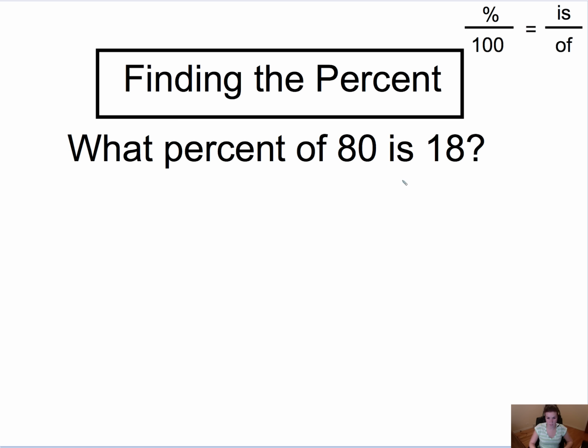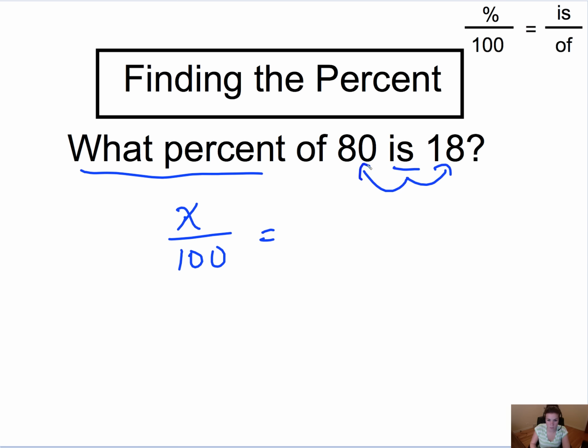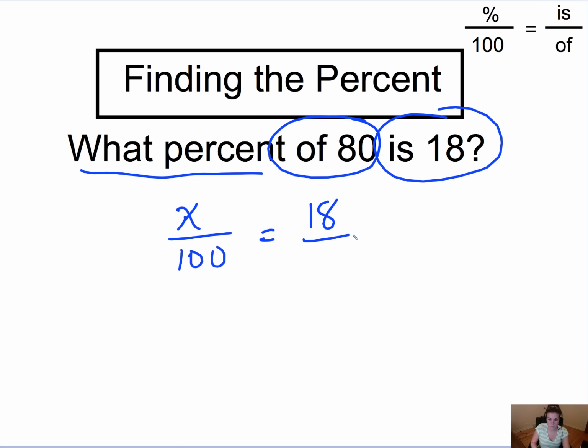It says, what percent of 80 is 18? So using our little notes up here, we don't know what the percent is. So the percent is going to be x, or whatever variable you want. The 100 stays the same. And now we just have to figure out what is the is and what is the of. Well, you could see the is close to the 18 and the 80, so that's kind of hard to tell. So what you want to look for is, where is that of? The of is close to the 80. That means that 80 is the of and 18 is the is. Whatever it's closer to, that's what it is. So it's going to be 18 because the is goes in the numerator, over 80 because that's the of and that goes in the denominator.